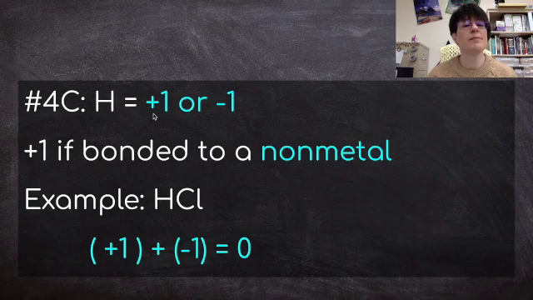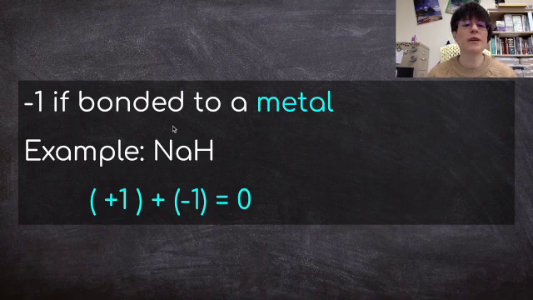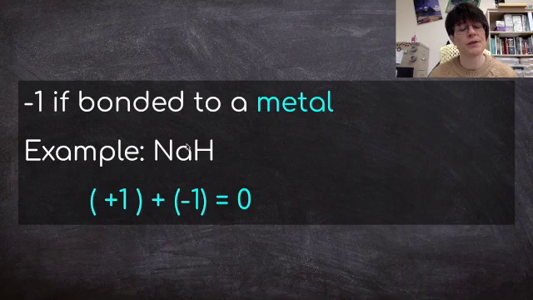Now hydrogen can be +1 or -1. It's +1 if it's bonded to a nonmetal, for example HCl, because the hydrogen will have a positive, the chloride ion will have a -1, and that balances out to 0. It will be a -1 if bonded to a metal. For example, sodium hydride. +1 plus a -1 for the hydride ion equals 0 because they have to cancel out. And sodium, we just learned, belongs to group 1, so it has to have a +1 oxidation number.